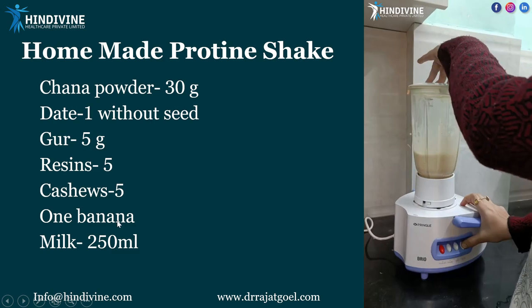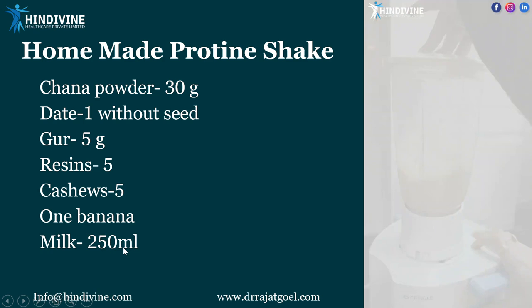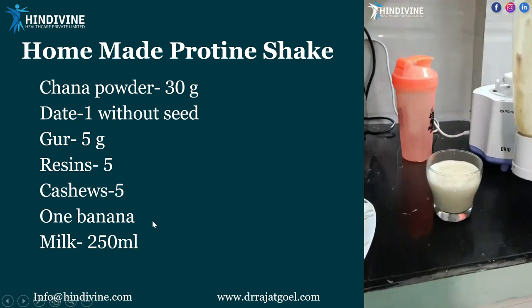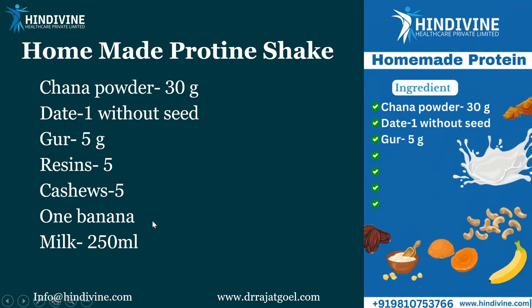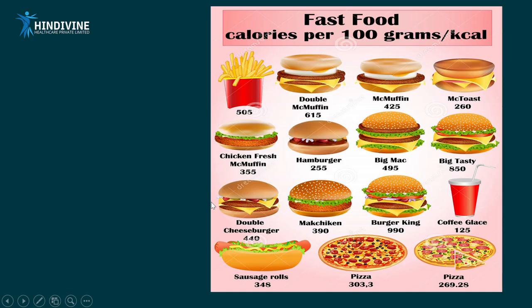Initially you can make it half of it. Avoid banana if the patient is not comfortable, and milk can be 125 ml. And after the patient is comfortable, you can slowly increase to the full blown protein shake at the end of 1 month. Okay, so just understand the calories.